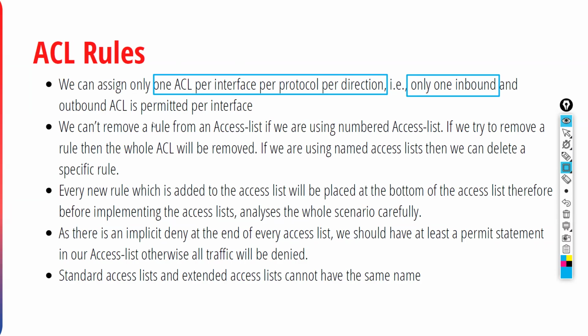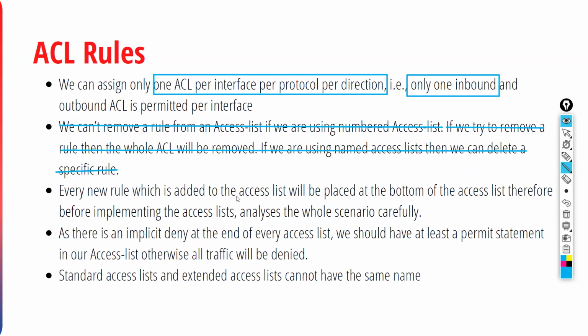And we cannot remove a rule from an access list if we are using numbered. So this concept is not there in the ASA. Okay, so we don't have to consider this thing, that this is not applicable. This is for a router, okay? This rule is for a router, not for an ASA. In ASA, we don't have the numbered access list. So this rule will not be applicable.